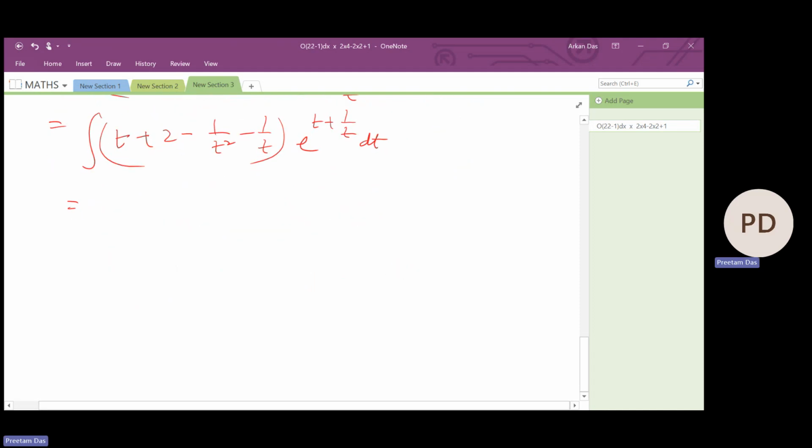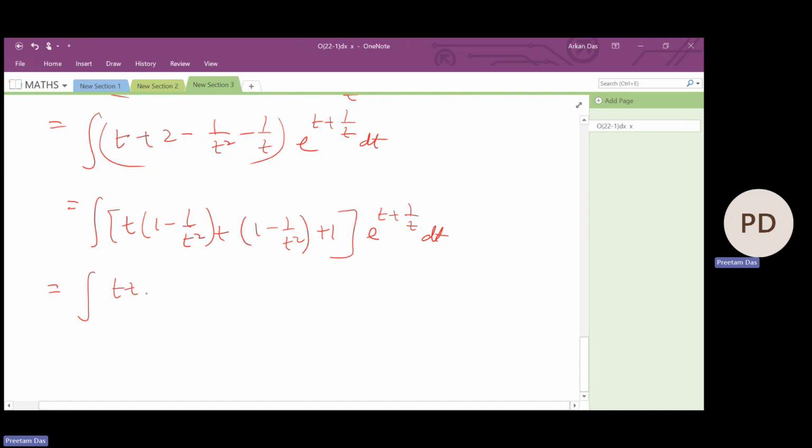Okay. Now we can write this as integration of t, 1 minus 1 by t square plus 1 minus 1 by t square. 2 I am writing as 1 plus 1 and then e raised to t plus 1 over t dt. Okay. So this finally reduces to t plus 1 minus 1 by t square plus 1 e raised to t plus 1 over t dt.